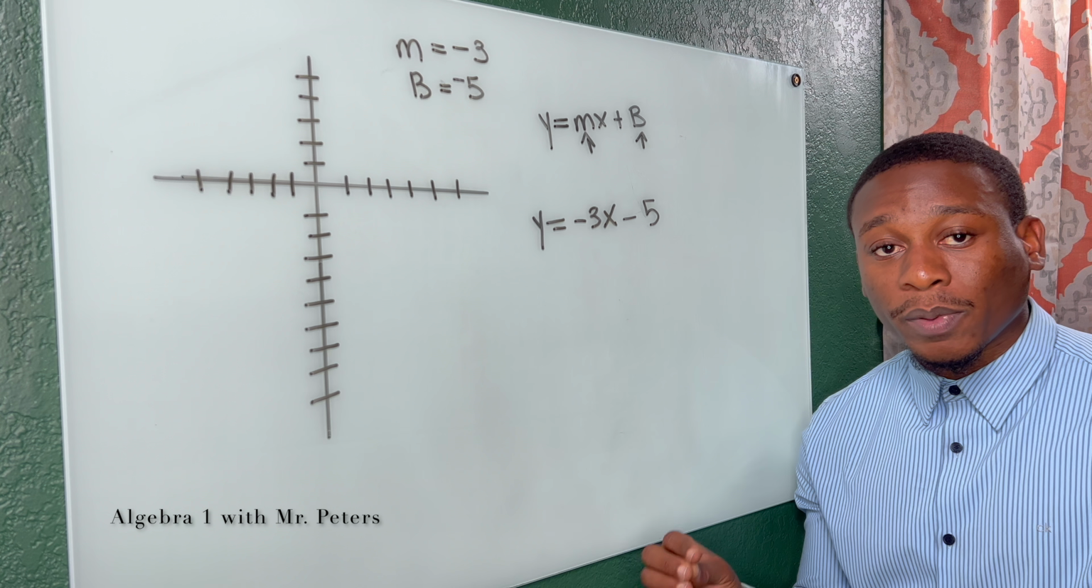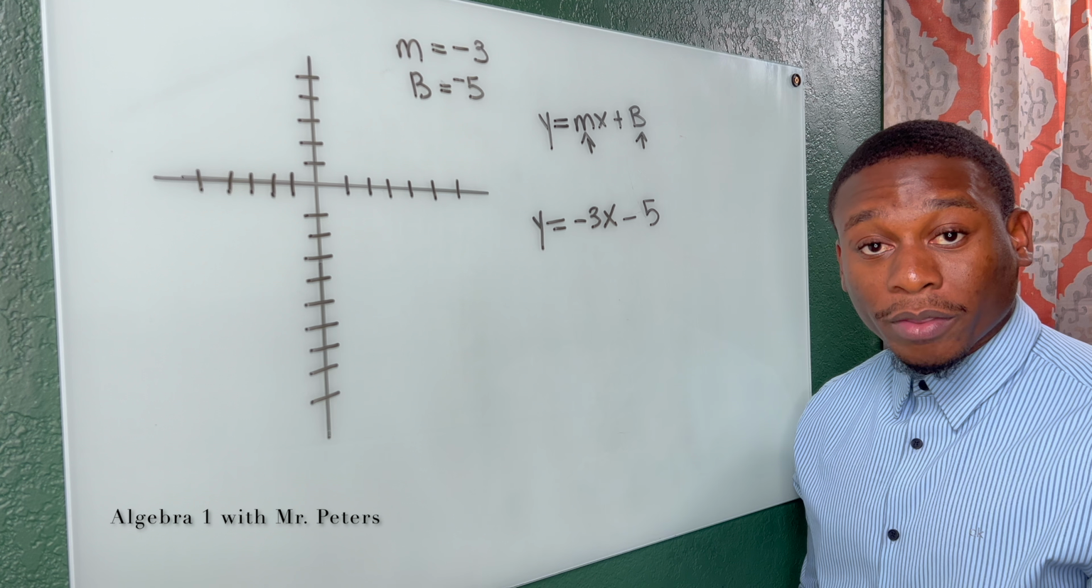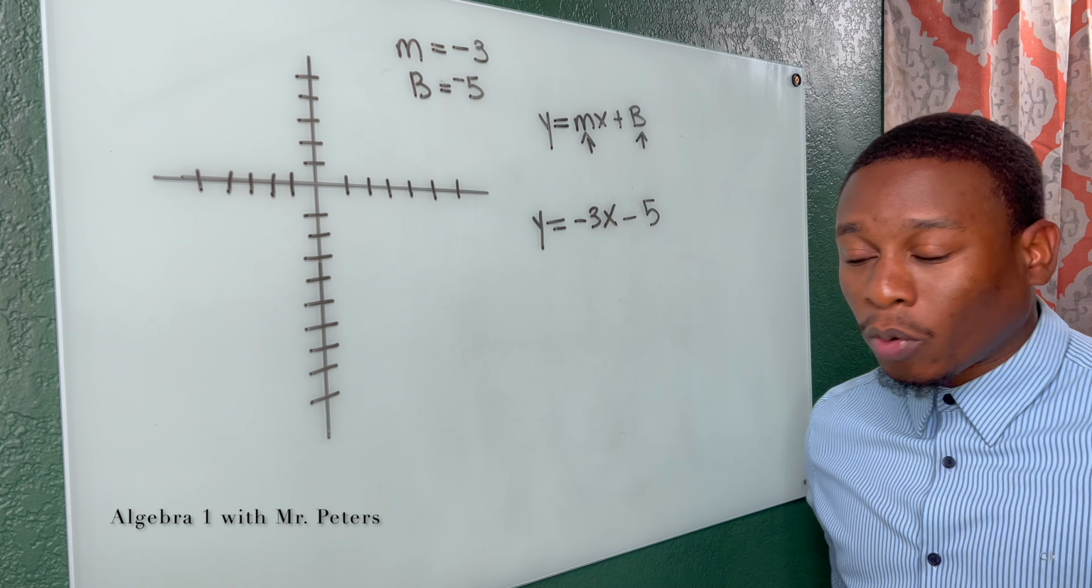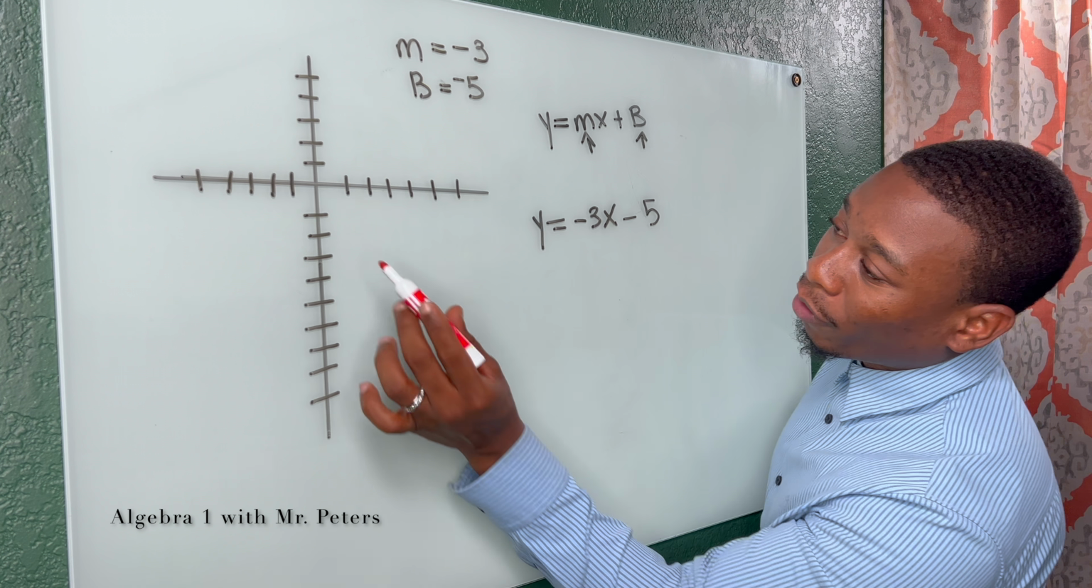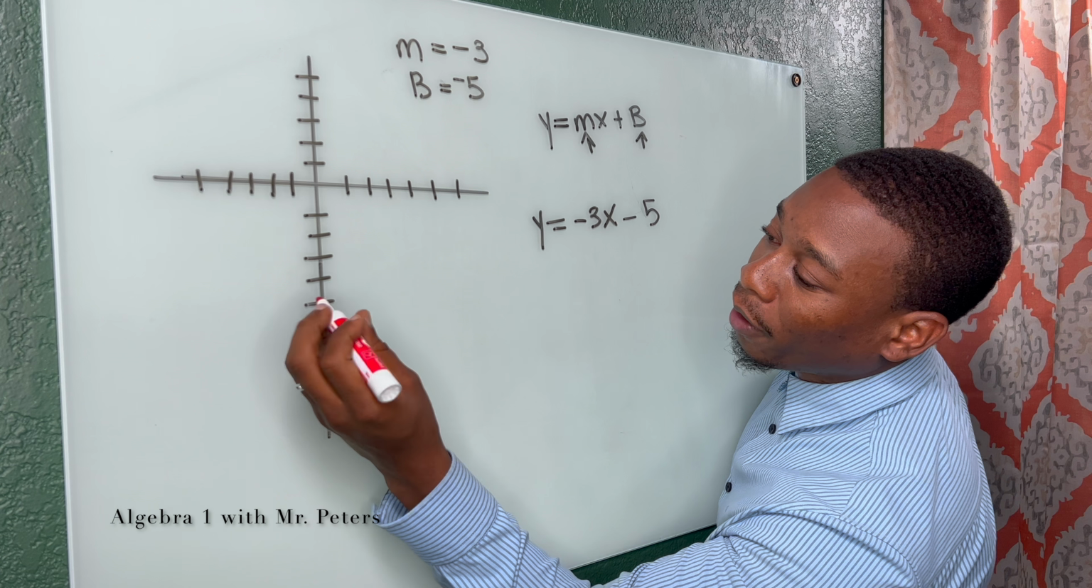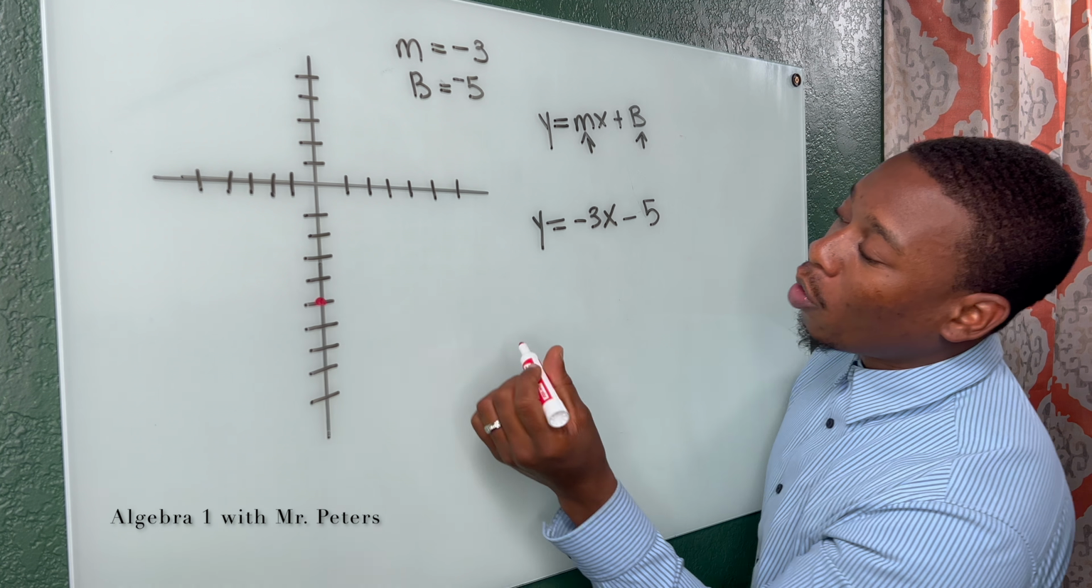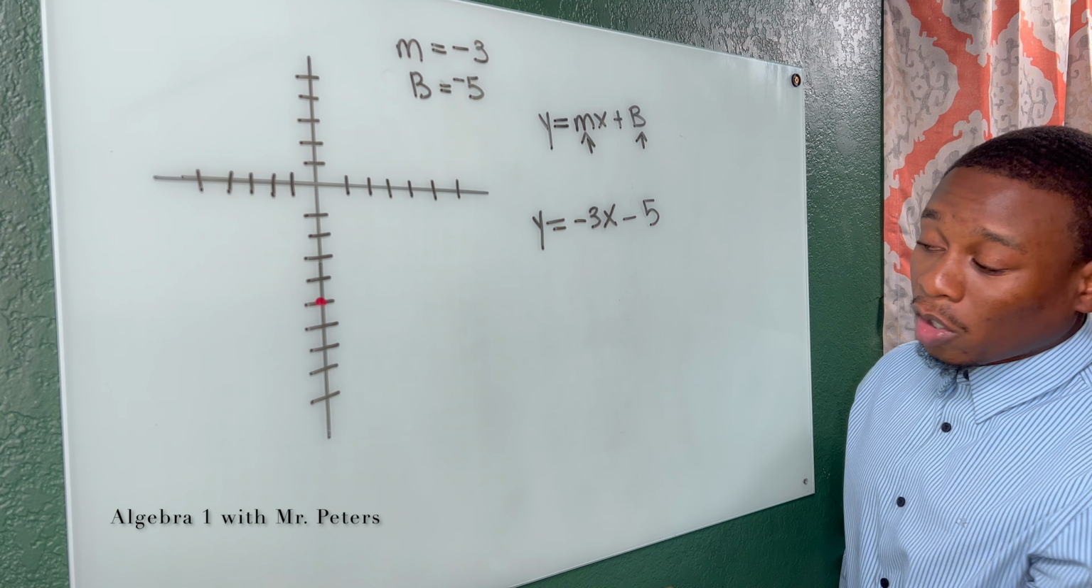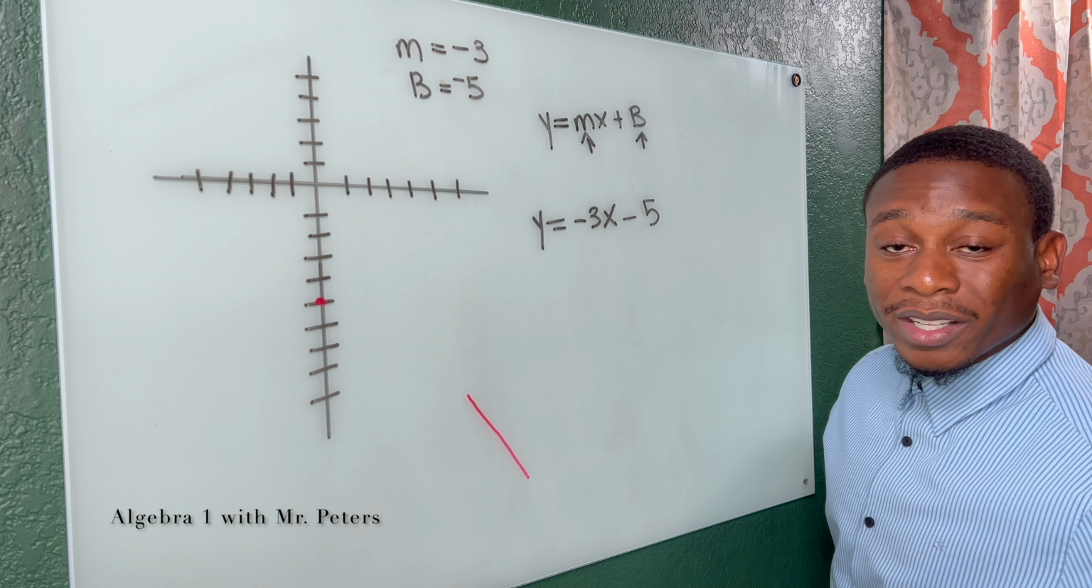Anytime you're graphing in slope-intercept form, you always start off with the y-intercept, okay? So now we're at -5, right? So 1, 2, 3, 4, 5. I know I have a negative slope, so my line should be on a decline.